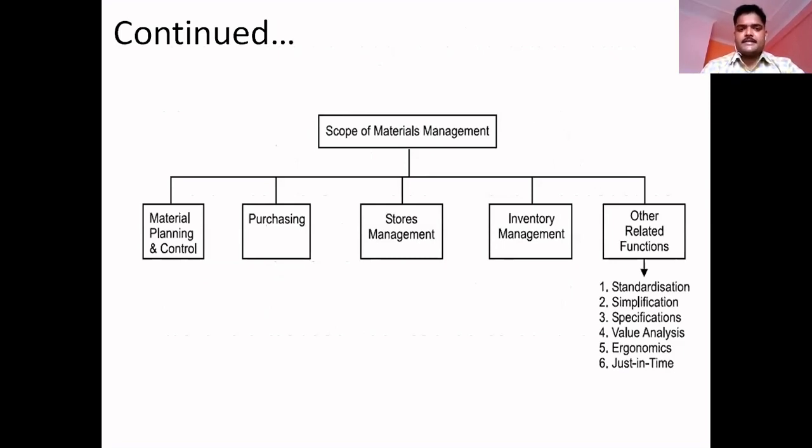Then the next step is purchasing of materials by doing some purchasing research and by adopting other methods of purchasing. Then stores management, how we can store our materials in our stores, as well as inventory management, which will also include inventory control. Some of the other related functions are standardization, simplification, specification, value analysis, ergonomics, just in time. These are some of the scope of materials management.